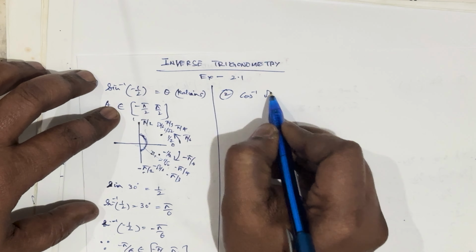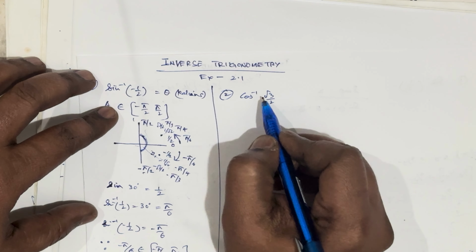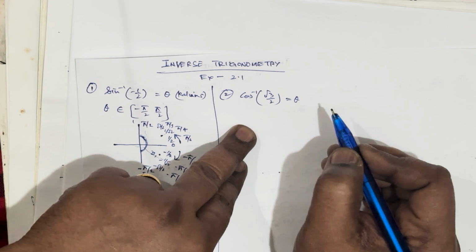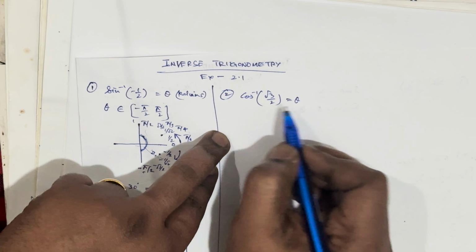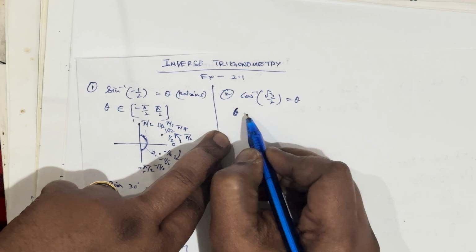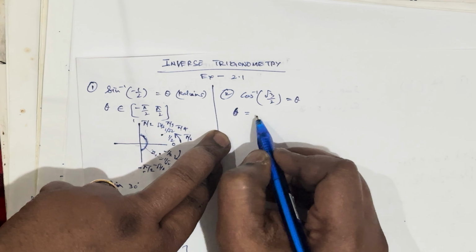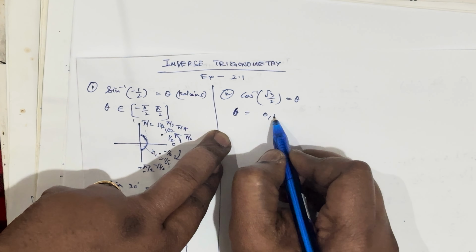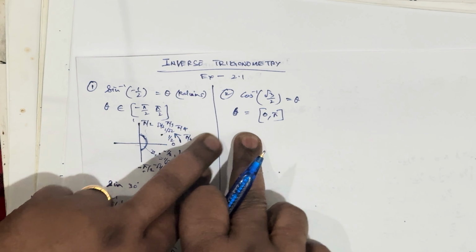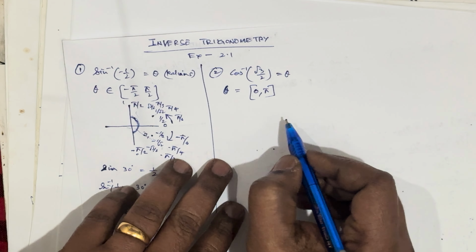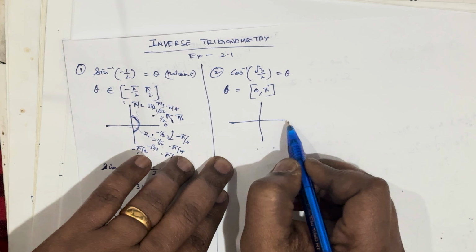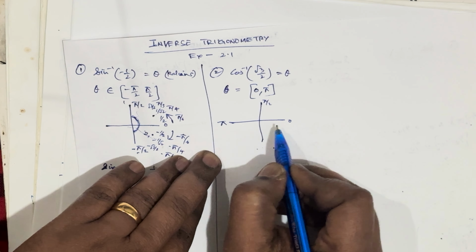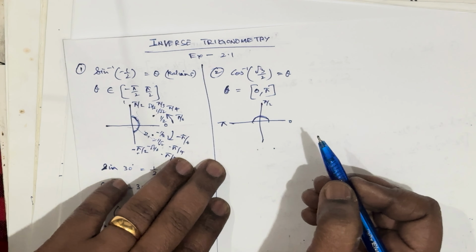Now second question, cos inverse root 3 by 2. Again we know that cos inverse root 3 by 2 must be some angle, and this theta must exist in the range of cos inverse, that is 0 to pi. The range of cos inverse is 0 to pi. Now when we see that in the unit circle, this is 0 and this is pi, and this is pi by 2, so this is the area where cos inverse exists.